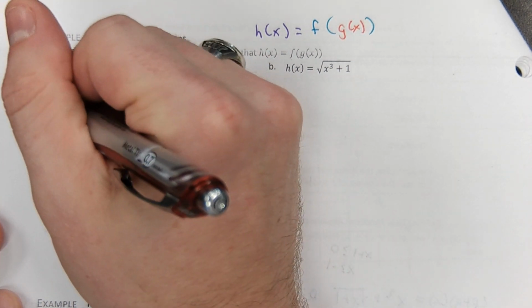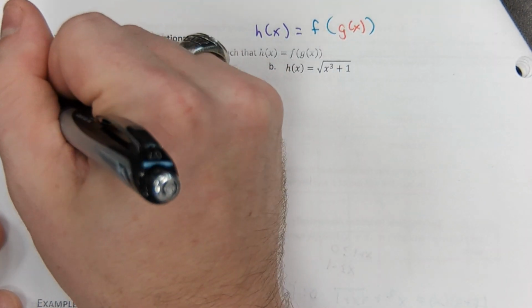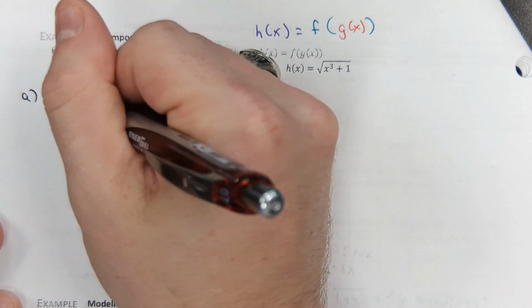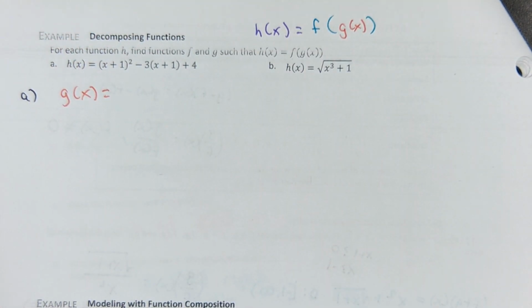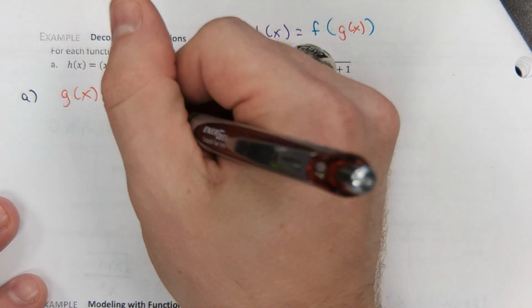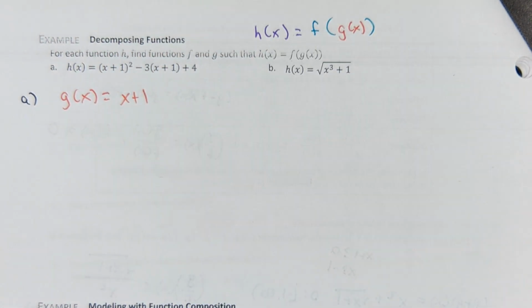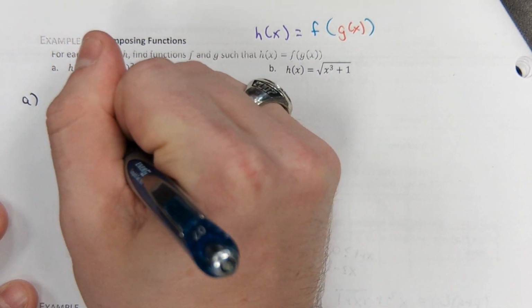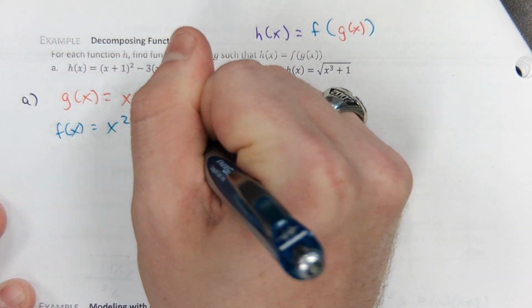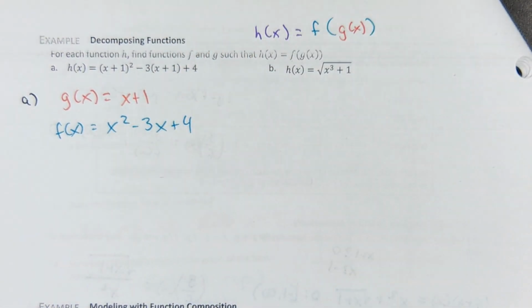So on part A, what looks like got plugged in? X plus 1. Sure does look like x plus 1 got plugged into two places. Remember, that means it would have replaced x's of the original function. So then our f of x is just x squared minus 3x plus 4. And you're finished. It is that easy.